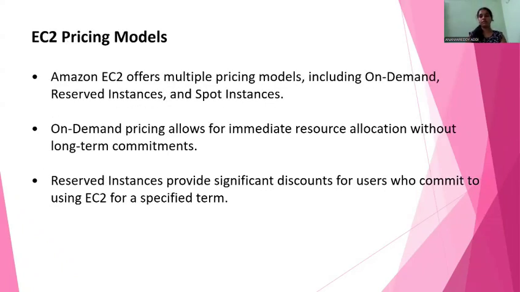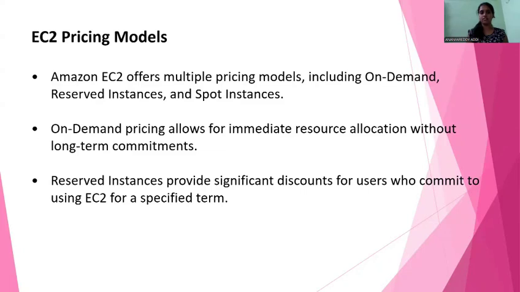Now coming to EC2 pricing models. You may raise a question: what does Amazon EC2 charge and how does it charge? How much do you have to pay while using this resource? There are three pricing models. The first one is on demand. On demand indicates that you pay for the resources you use with no long term commitment. You can use it at that particular time itself.